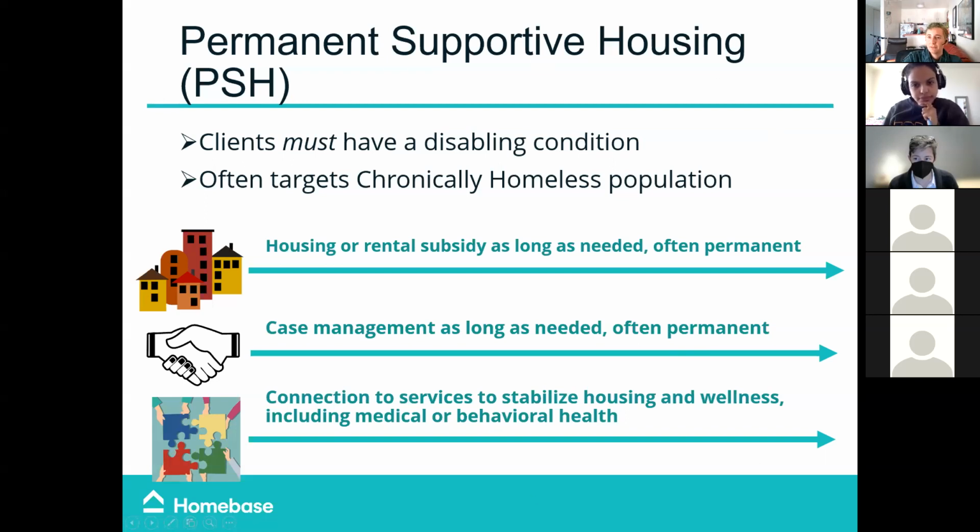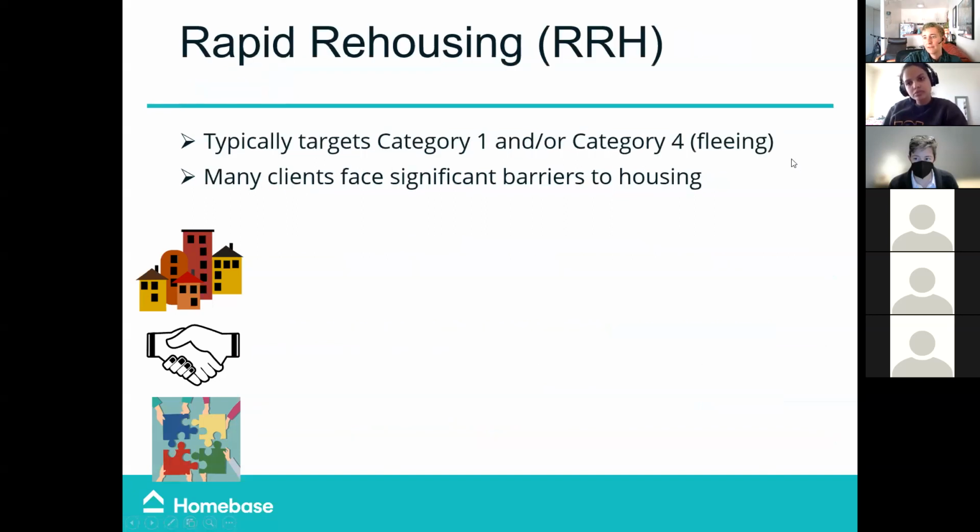Okay, permanent supportive housing, the main key here is that all of these things will continue and they are not time limited. Rapid rehousing, another very common acronym, RRH.